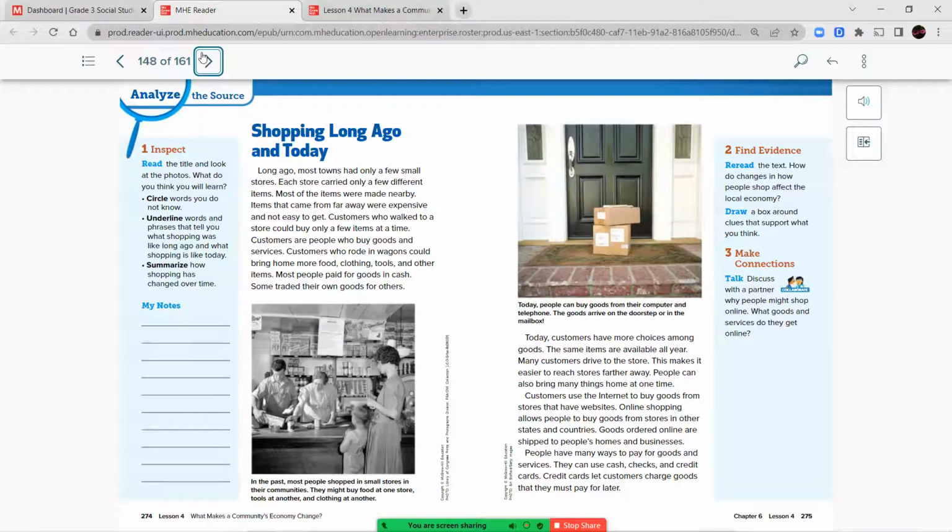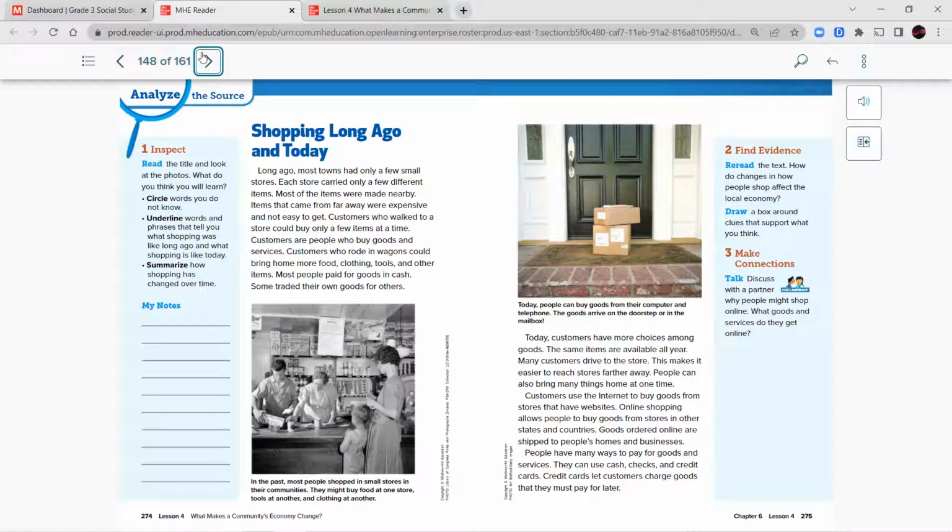So let's go ahead and read the information in our blue bars. It says, read the title and look at the photos. What do you think we will learn? Circle the words you don't know. Underline words or phrases that tell you what shopping was like long ago and what shopping is like today. Summarize how shopping has changed over time. So to write down that answer, you can write it down in the area titled My Notes.